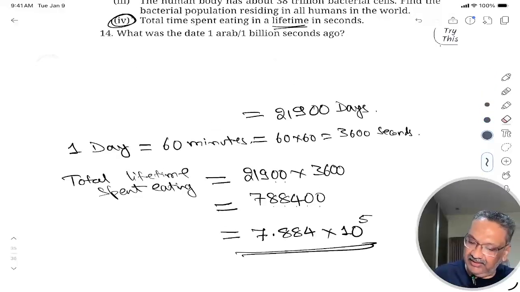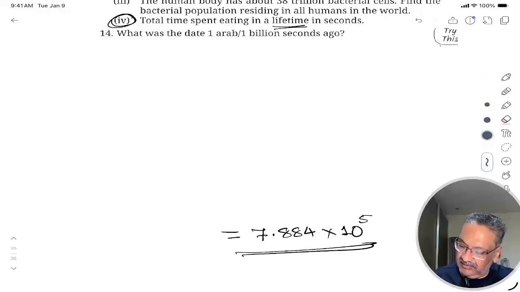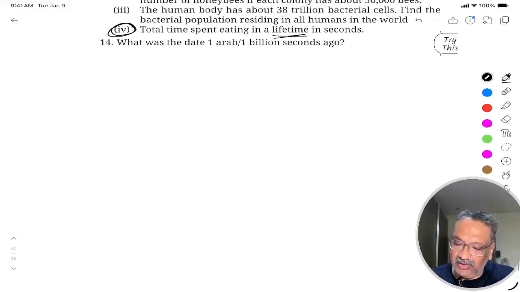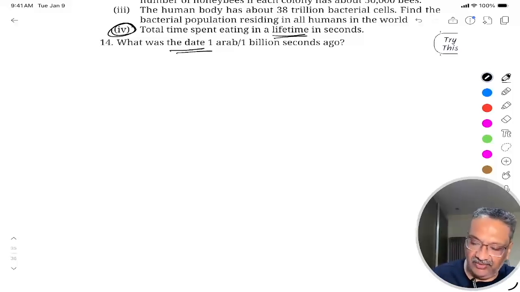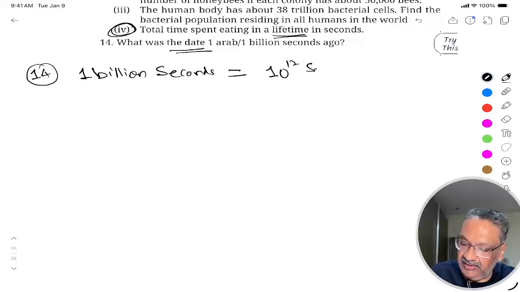Now let's come to the last question. What was the date 1 billion seconds ago? So 1 billion seconds, what does it mean? We will have to convert it into days now. 1 billion seconds means 10 to the power of 12 seconds.